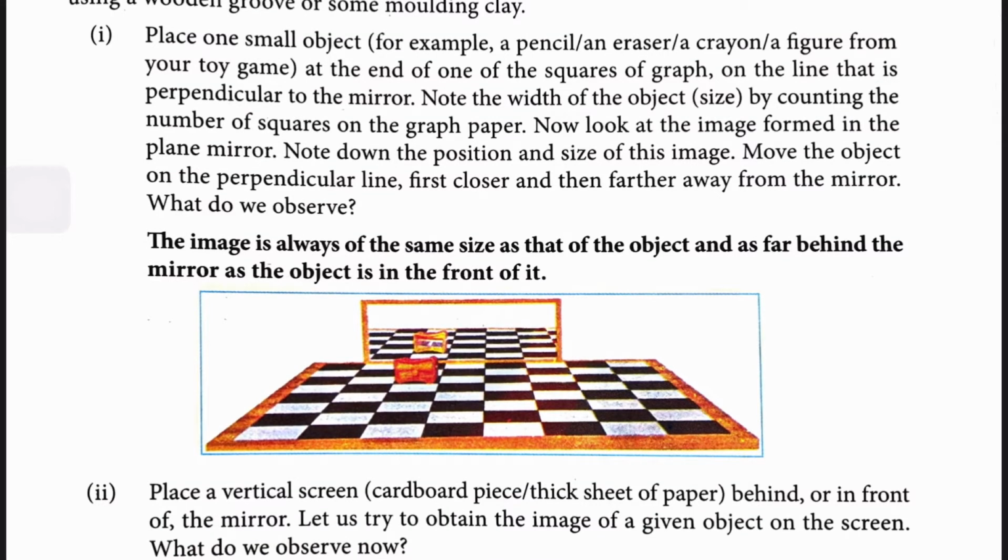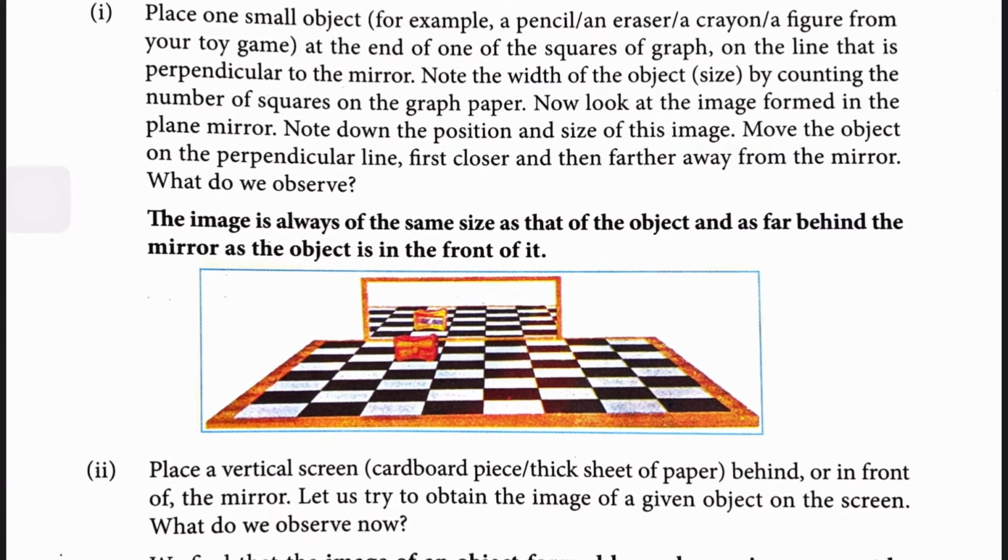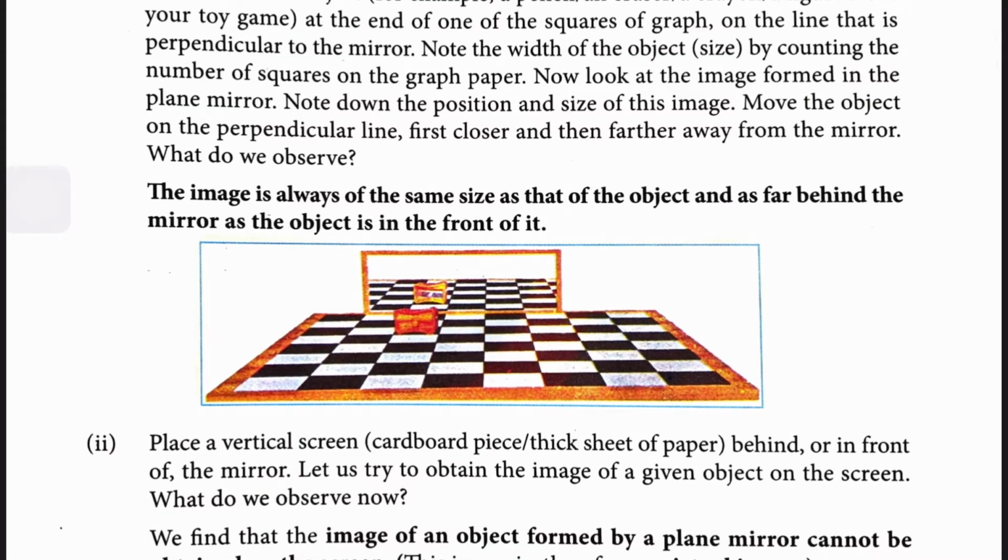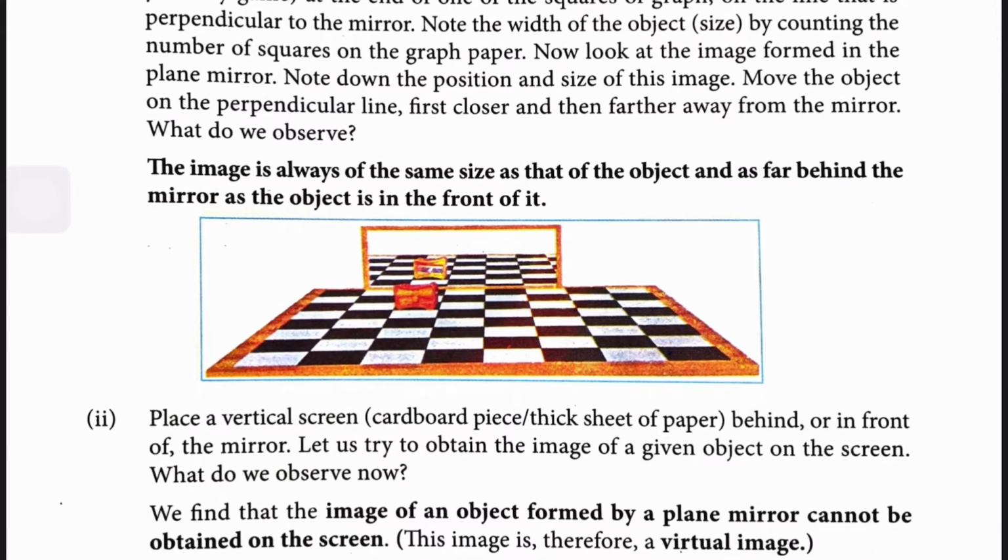First, place one small object, for example a pencil, an eraser, a crayon, or a figure from your toy game, at the end of one of the squares of the graph on the line that is perpendicular to the mirror. Note the width of the object size by counting the number of squares on the graph paper. Now look at the image formed in the plane mirror. Note down the position and size of this image.